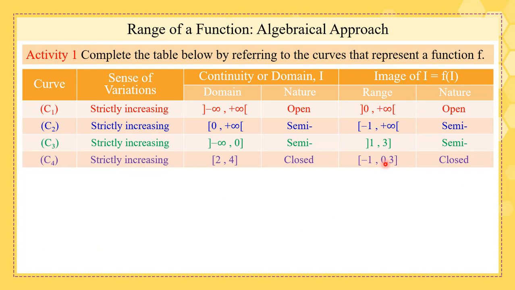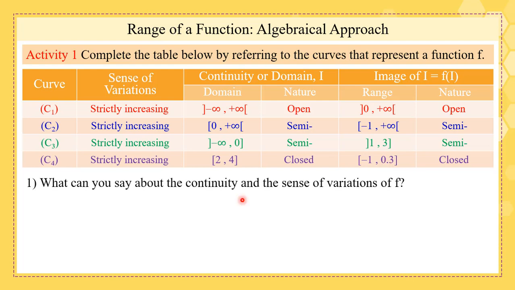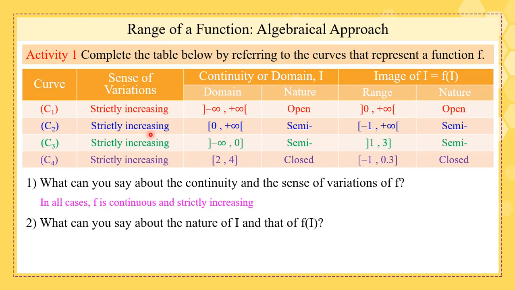Now let's see the results from this table. This is a table. Now, can we compare the continuity and the sense of variations of f? So in all cases, we can state that f is continuous and is strictly increasing. Now, what can you say about the nature of I and the nature of f of I? If we want to compare the nature of I and the nature of f of I, we can see from here that I and f of I have the same nature. You see? They do have the same nature. So in this case, we have f is continuous and strictly increasing, and I and f of I do have the same nature.